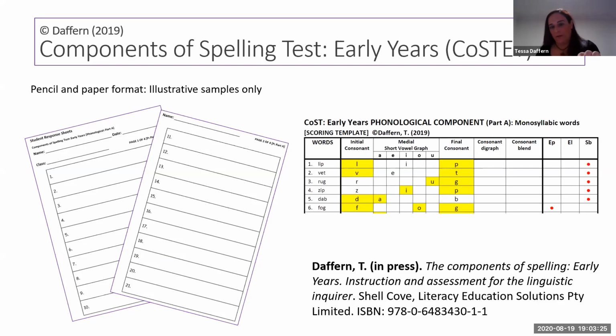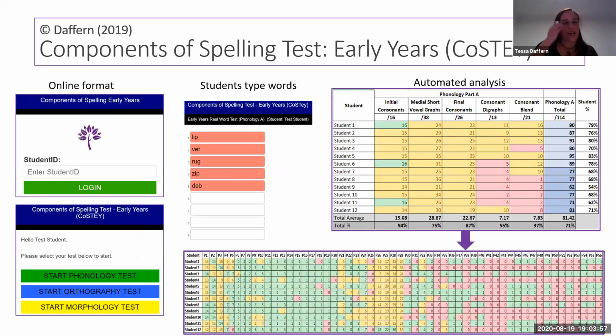And the yellow highlights that you see indicate that the word is correct, and when it's not highlighted, it means that there's an error. And the red dots indicate that there is evidence of either an epenthesis or an elision or a substitution. So I hope to have the full manual for this, with all the instructional recommendations, available early next year, but that's not quite ready yet to be released. But I'm very excited about the project and working with so many wonderful teachers. So the error analysis that is automated looks a little bit like this.